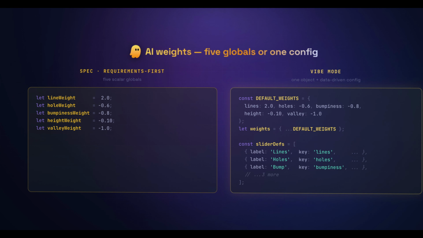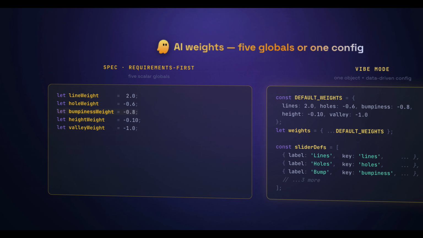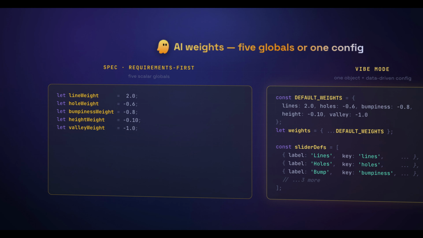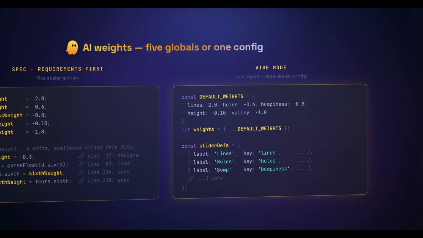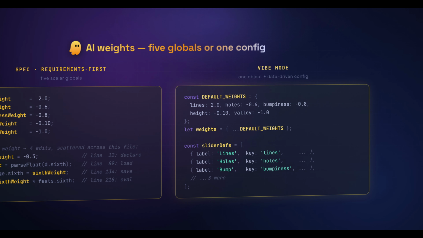The shape of the planning doc shapes the code. Requirements first's task plan lists the AI's 5 tuning weights as 5 sub-bullets. And Kiro then produces 5 parallel scalar globals in code, where 1 config object would do. Adding a 6th weight in vibe mode is a 1-line change. In requirements first, it's 4 coordinated edits across the file.